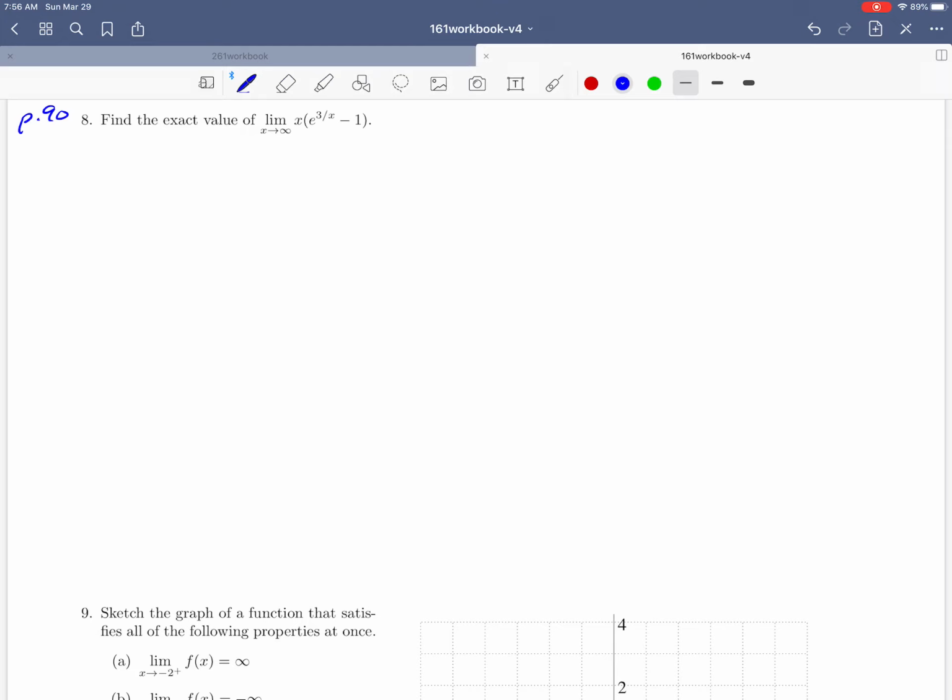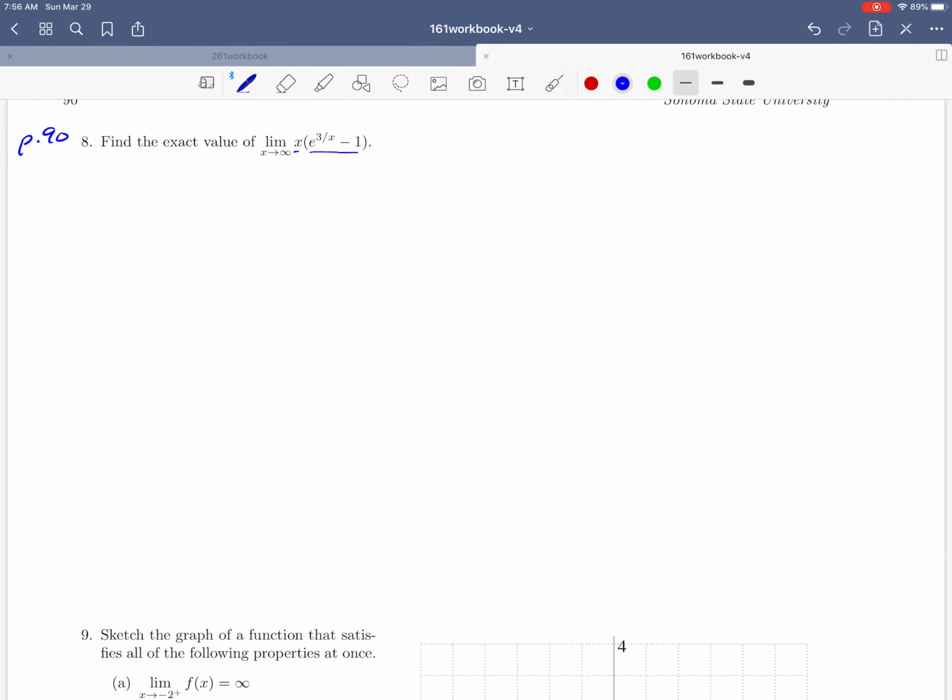Okay, welcome to exercise 8 on page 90 of the workbook. This exercise is asking us to find the exact value of the following limit as x approaches infinity of x times (e^(3/x) − 1). Okay, so as we've been doing with our previous examples, let's start by just examining the form of this limit.